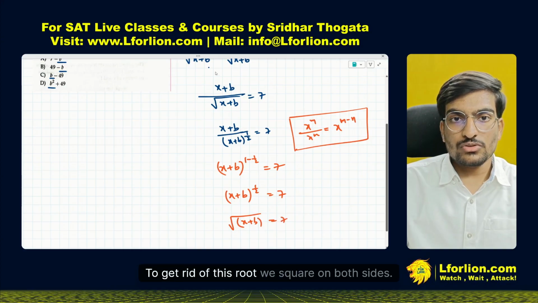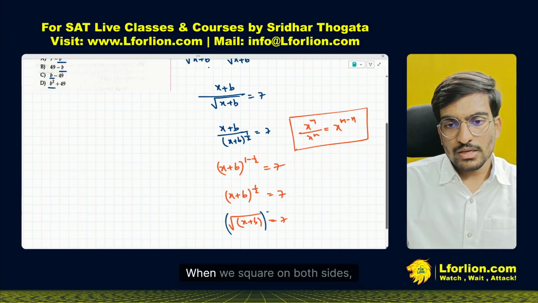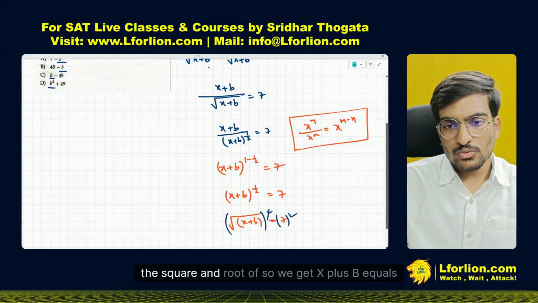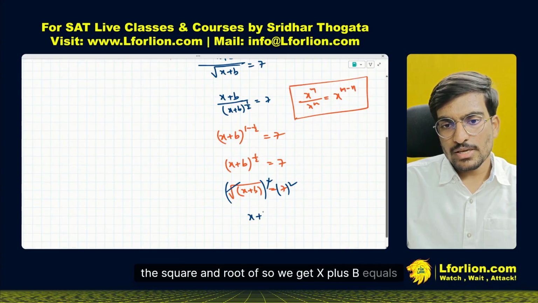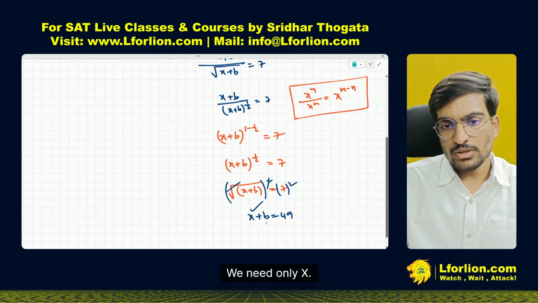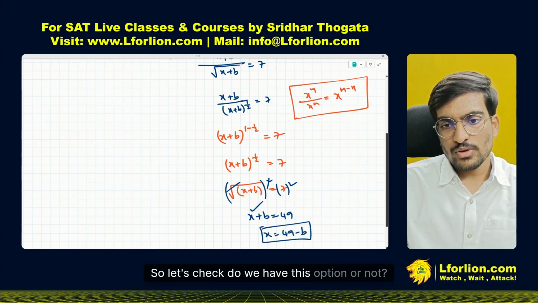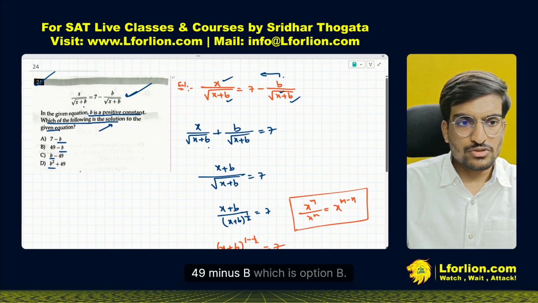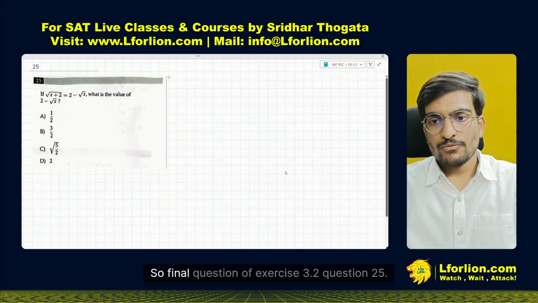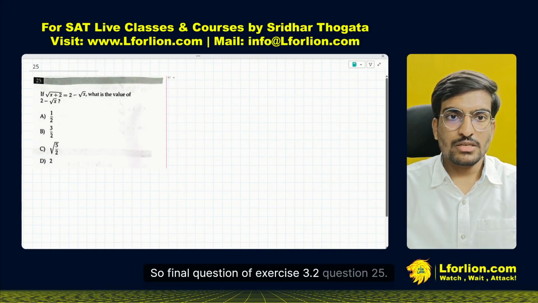To get rid of this root, we square on both sides. When we square both sides, the square and root cancel, so we get x plus b equals 49. We need only x, so x equals 49 minus b. Let's check whether we have this option or not. 49 minus b, which is option B. So that was the final question of exercise 3.2.